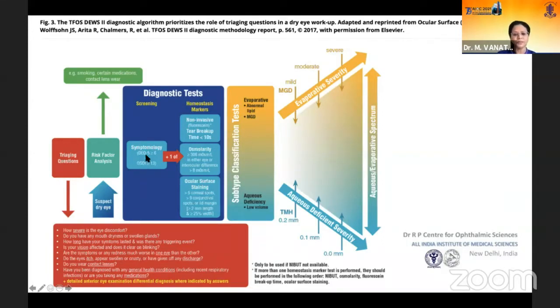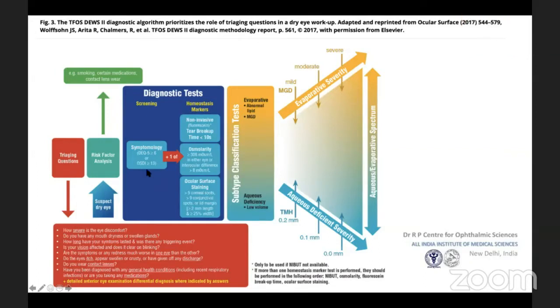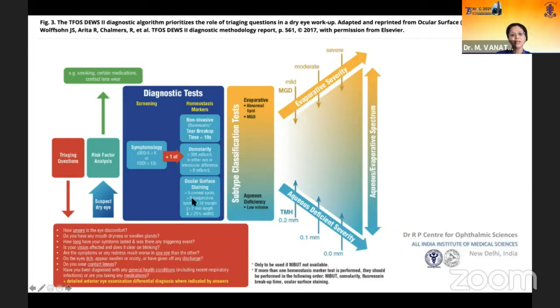They are simple self-administered questionnaires which the patients can do themselves. And when the score is over 6 in a DEQ-5 or over 13 on your OSDI, combined with one of the homeostasis markers, which is a decreased TBUT of less than 10 seconds, or the tear osmolarity being affected, or the tear osmolarity difference between two eyes being over 8 milliosmoles, and again, an ocular surface index with significant corneal and conjunctival staining, and the lid margin staining being more than 22 millimeters or more than 25%.